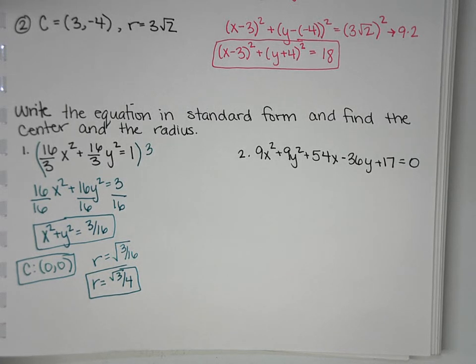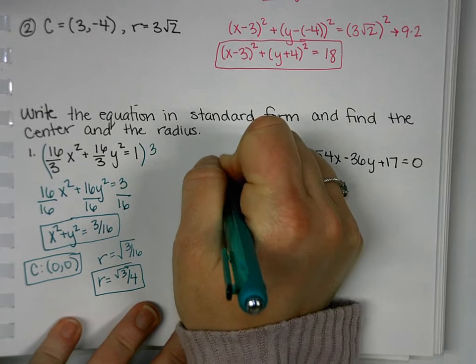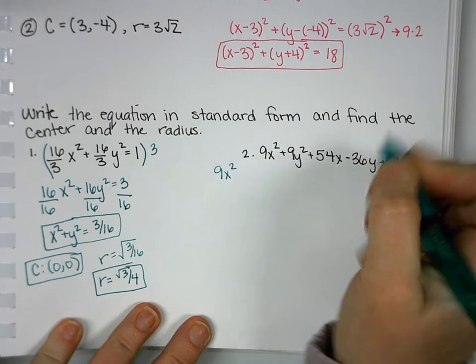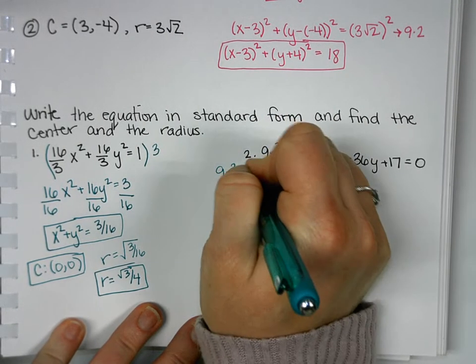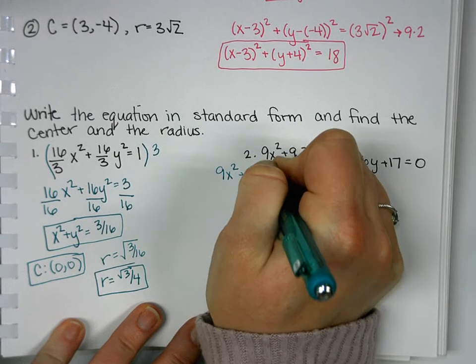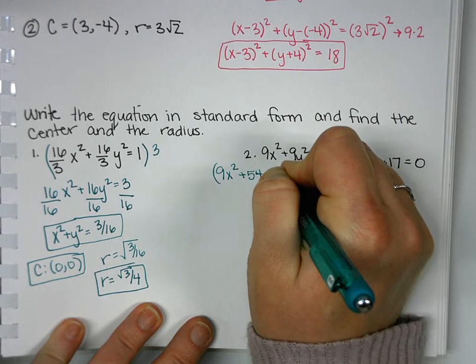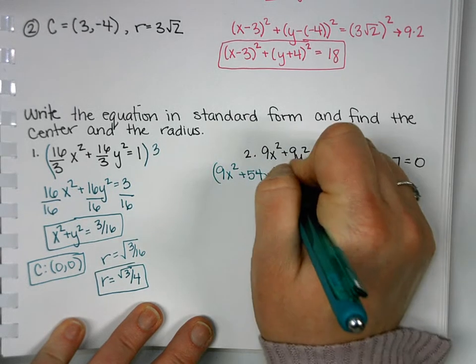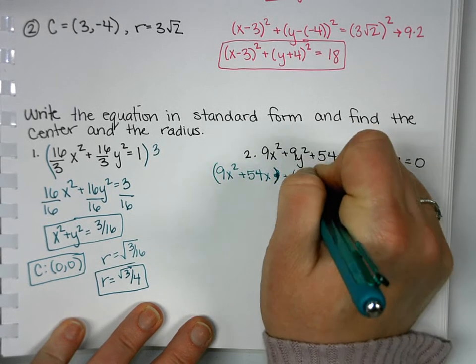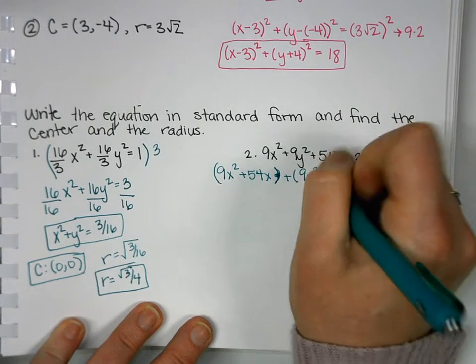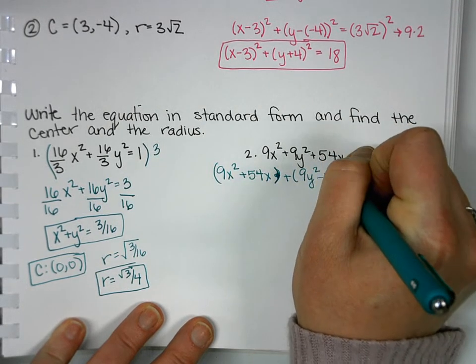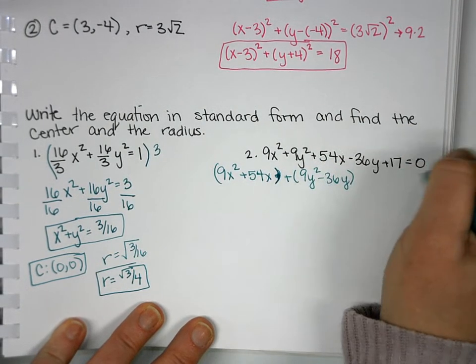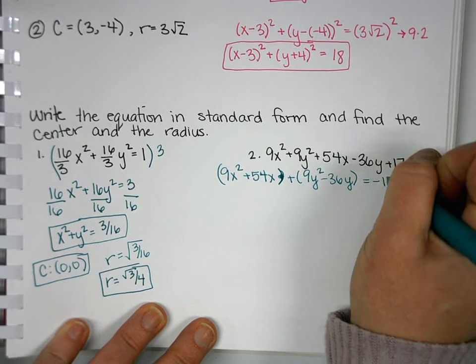So separate them all out. So we'll have 9x squared. That has to go with the 54x. And no, I'm not going to do that yet. Parentheses. Plus, and then I'm going to group the 9y squared minus the 36y. And I'm going to move over my constant, so minus 17.